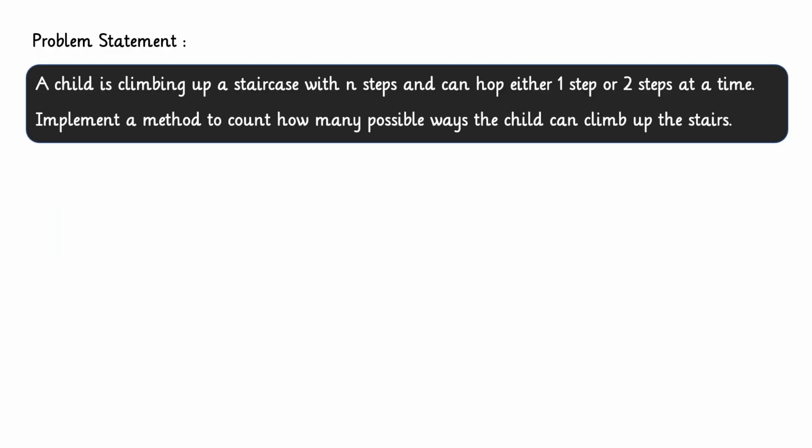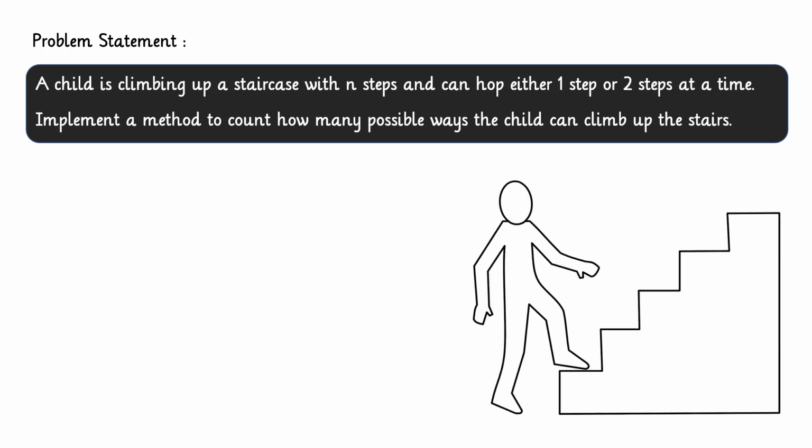Let's start. So here is the problem statement, guys. A child is climbing up a staircase with n steps and can hop either one step or two steps at a time. Implement a method to count how many possible ways the child can climb up the stairs.